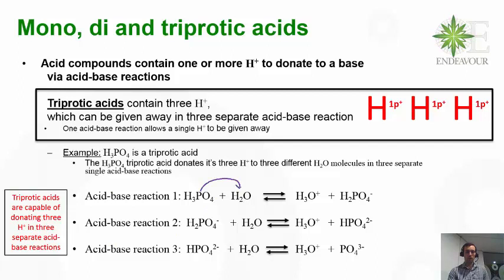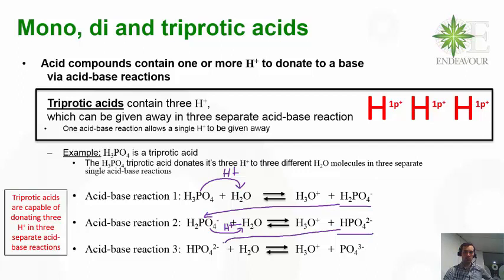So initially, the H3PO4 gives away the 1 H+ to H2O, becoming H2PO4-. So that H2PO4- can then behave as an acid in the next acid-base reaction, giving away another H+. And in doing so, the acid becomes HPO4 2-, still capable of giving away another H+ because it still retains that hydrogen.